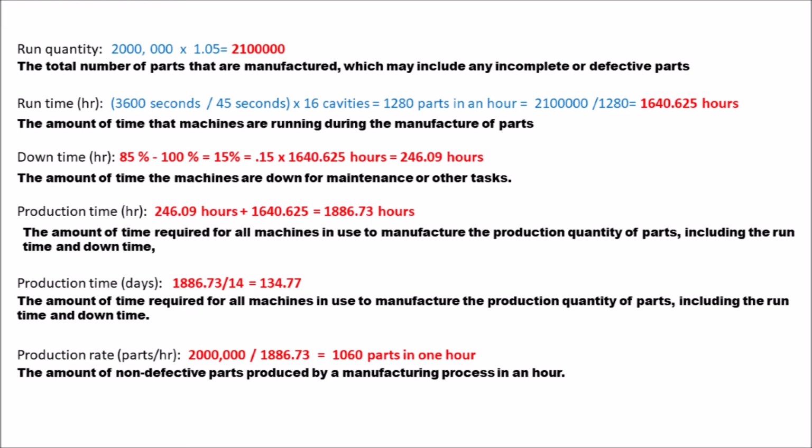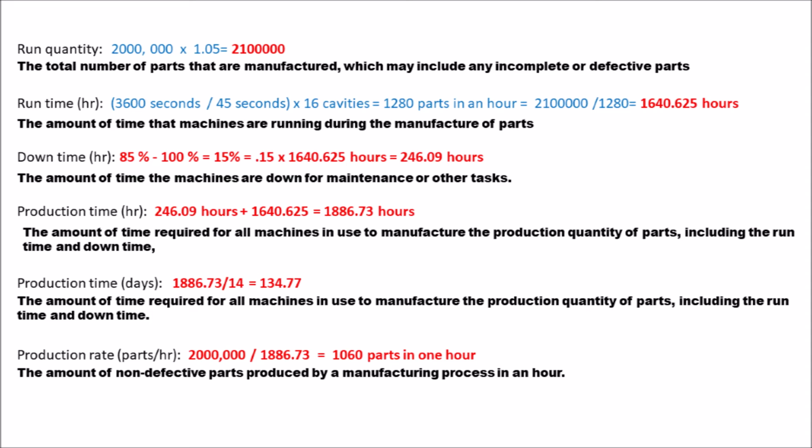Downtime in hours, 100% minus 85% equals 15%, equals 0.15 multiplied by 1,640.625 hours equals 246.09 hours of downtime. This is the amount of time the machines are down for maintenance or other tasks. Production time in hours, 246.09 hours plus 1,640.625 equals 1,886.73 hours. This is the amount of time required for all machines in use to manufacture the production quantity of parts, including the runtime and downtime.